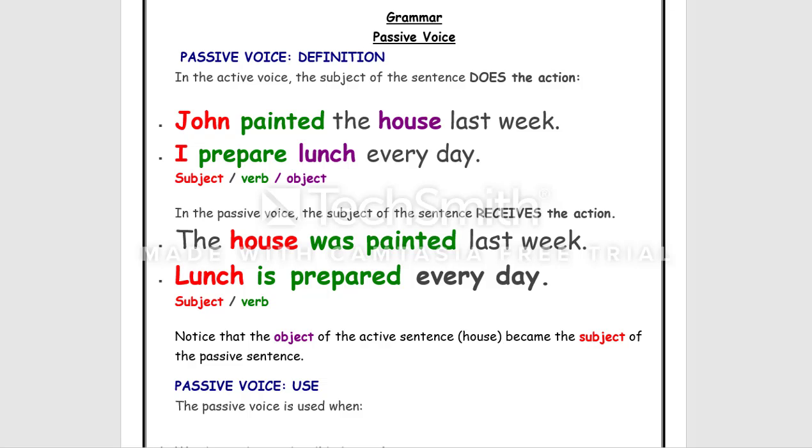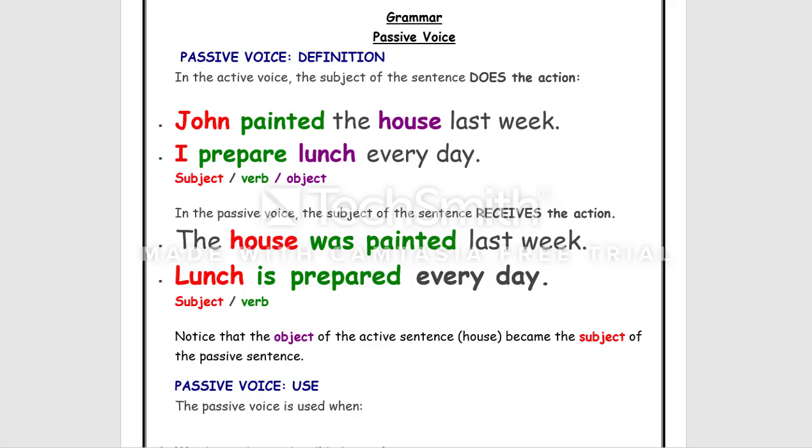For example, John painted the house last week. I prepare lunch every day. And now, what is the passive voice? A sentence has a subject that acts upon its verb. That means if we begin the sentence with the object or person that the action is performed on, we formulate a passive sentence. In the passive voice, the subject of the sentence receives the action.